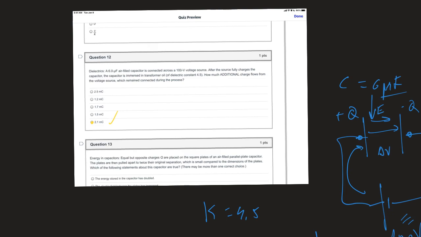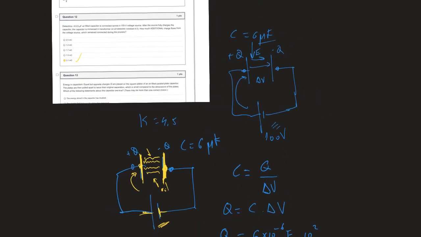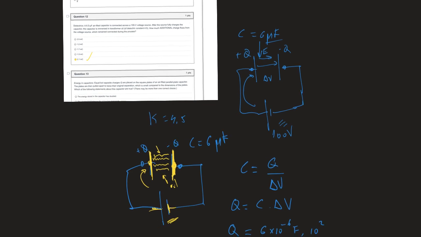The next one is solved here. It says that you have a 6 microfarad capacitor, initially charged by a battery of 100 volts, so the battery will put charge on the capacitor. The capacitor will have a difference in potential. Of course, it means that it has an electrical field. Delta V will be E by D.